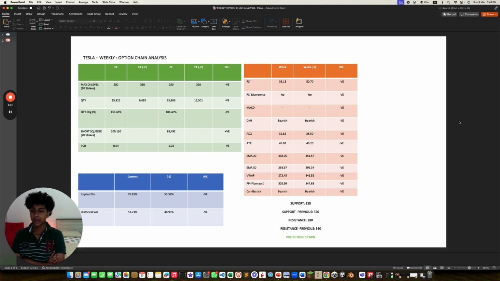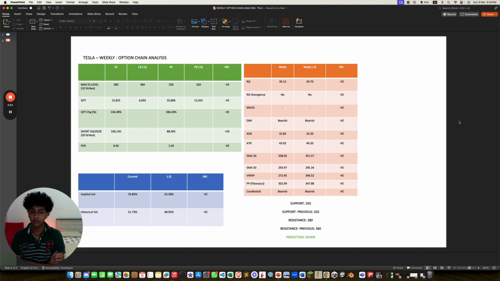Implied volatility and historical volatility are both higher, that's 2 negatives. RSI is lower, that's negative. There is no divergence, that's negative. MACD negative. DMI is bearish as well, so that's negative. ADX is lower, that's negative. ATR is higher, that's negative. Both EMAs are lower, that's 2 negatives.